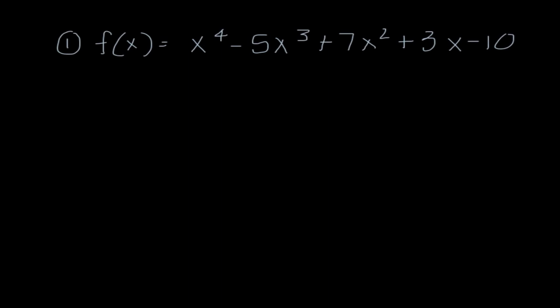Okay, so here is the only problem we're going to go through today. F of x equals x to the fourth minus 5x cubed plus 7x squared plus 3x minus 10.